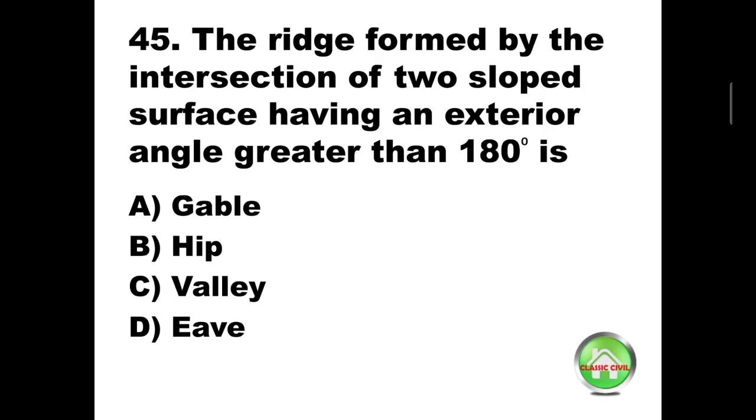Question number 45. The ridge formed by the intersection of two sloped surfaces having an exterior angle greater than 180 degree is option A gable, option B hip, option C valley, option D eave. The ridge formed by the intersection of two sloped surfaces having an exterior angle greater than 180 degree is, answer is option B hip.